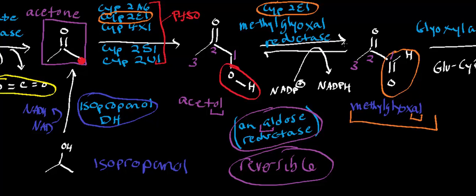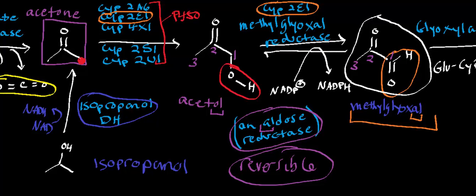Technically this is an equilibrium reaction, but when you load the system up with acetone, you're likely going to load the system up with acetol, and by Le Chatelier's principle, it will force the production of methylglyoxal. So it is an equilibrium reaction, but when you load the system up with acetol, it's going to force the reaction to the right.